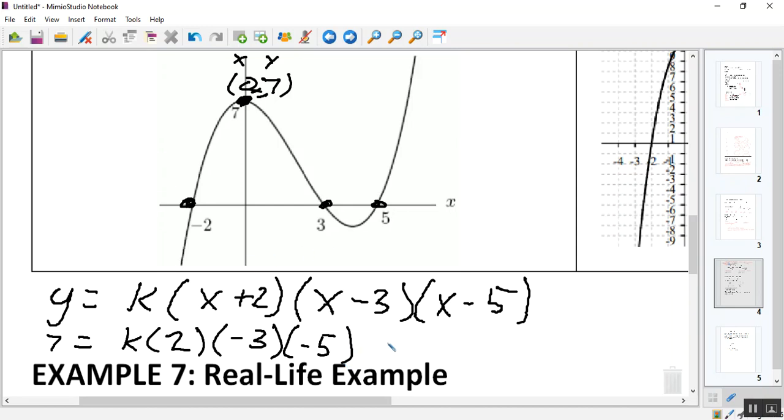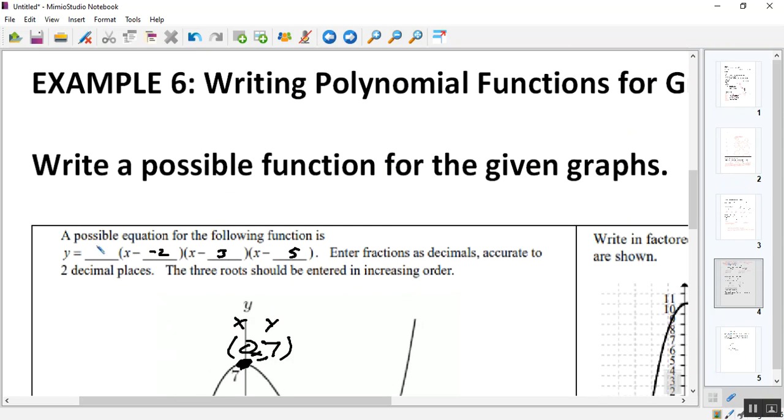awesome. So from this, you've got 7 is equal to what? This times this times this would be 30 over what? Okay. 30 times what? Meaning k is what value? 7 over what? 30. Okay. So my function becomes y equals, what do you want to put out front here for a k value? 7 over 30. And this is really x plus 2, x minus 3, and x minus 5.